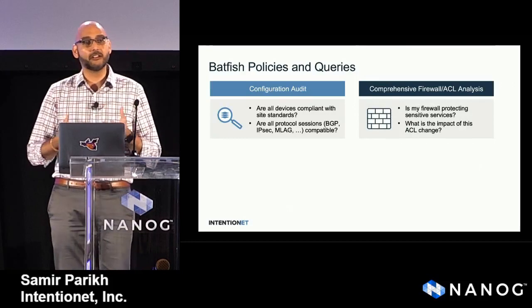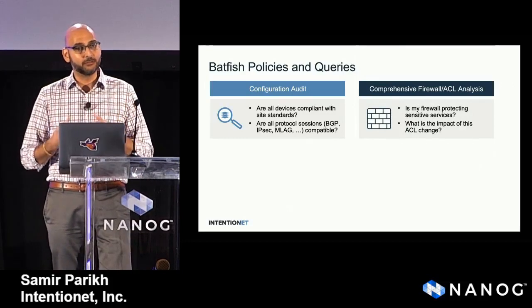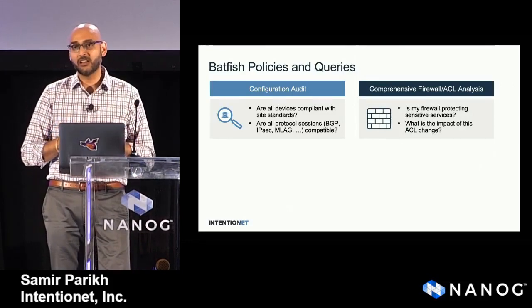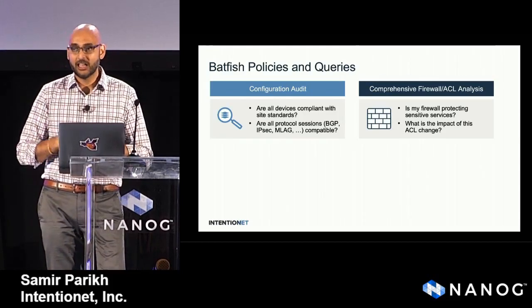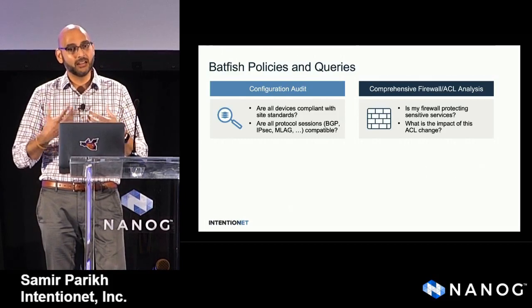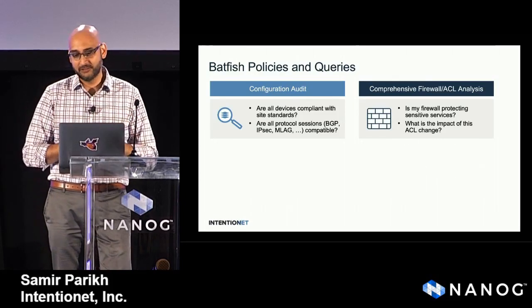Then you can also do standalone firewall and ACL analysis. So without building the full routing table, we can help you understand what packets are going to be allowed through a firewall, which packets are going to get denied, and when you make a change, how that change is going to impact the flows that are permitted or denied through the firewall or the ACL.